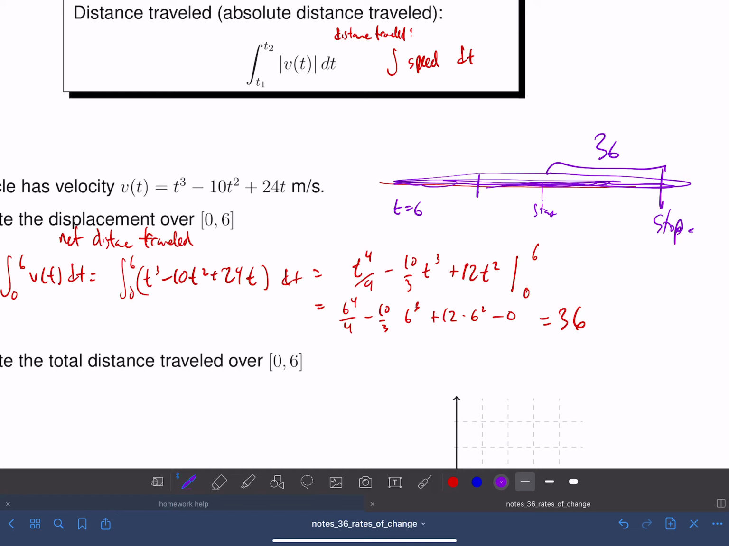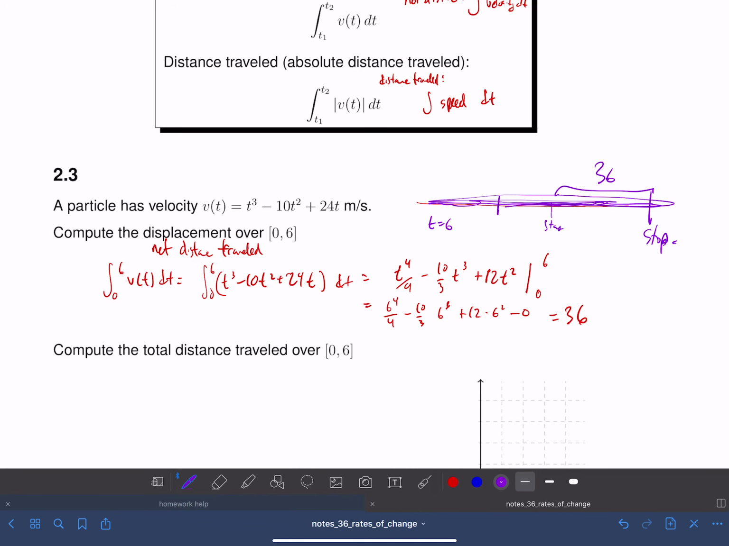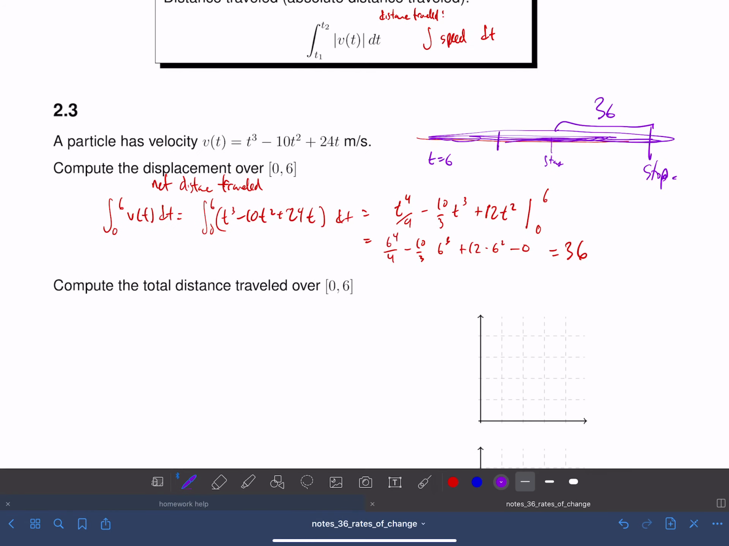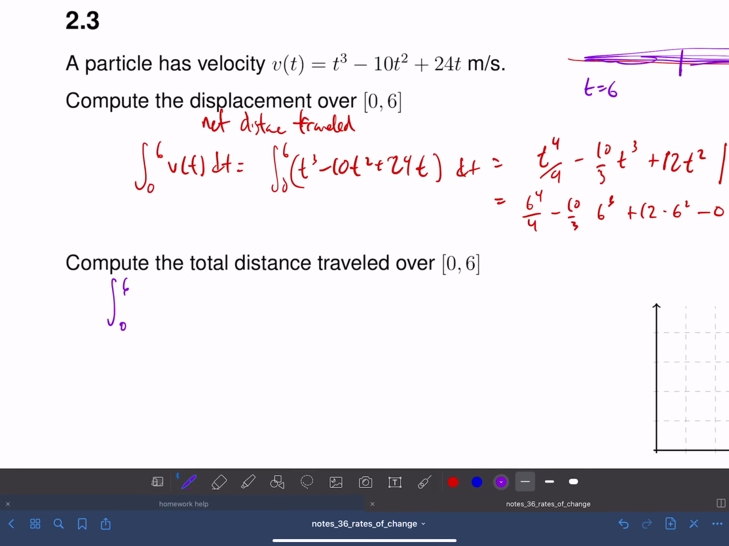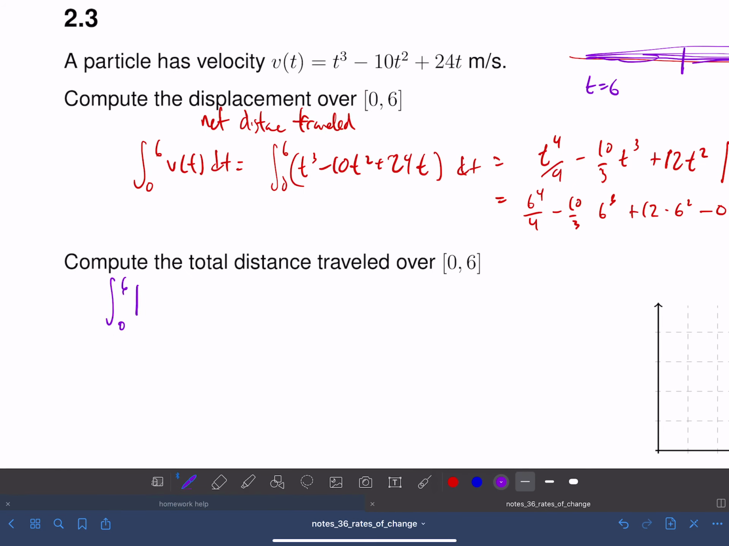All right, so let's compare that to the total distance traveled. It made it 36 miles from where it started. 36 meters, 36 whatever space units, 36 spaces. How far did it travel in order to get those 36 spaces away? That's going to be the total distance traveled. That's the integral from 0 to 6 of the absolute value of v of t dt, the integral from 0 to 6 of t cubed minus 10t squared plus 24t dt, with some absolute values.